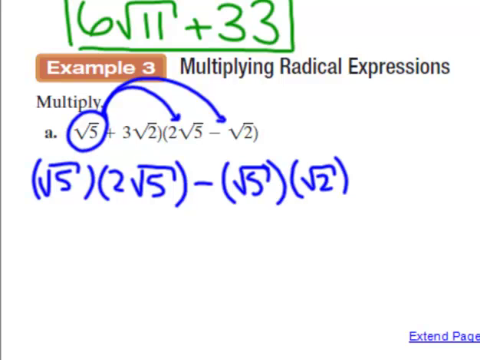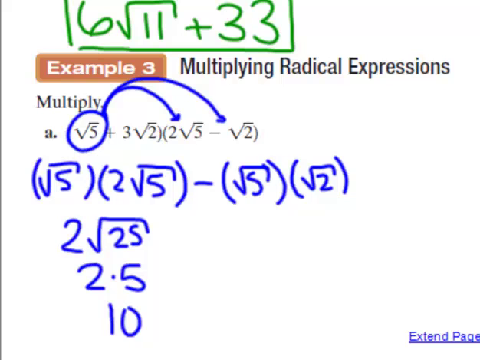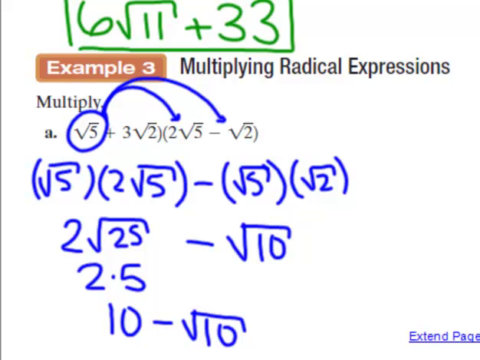So if we simplify that, this first one gives us 2 root 25. And that can be simplified to 2 times 5, which is 10. And then we want to subtract the square root of 10. That can't be simplified, so we just get 10 minus the square root of 10. And that's only the first distribution part. Now we need to go back and distribute 3 root 2 to both of these parts.